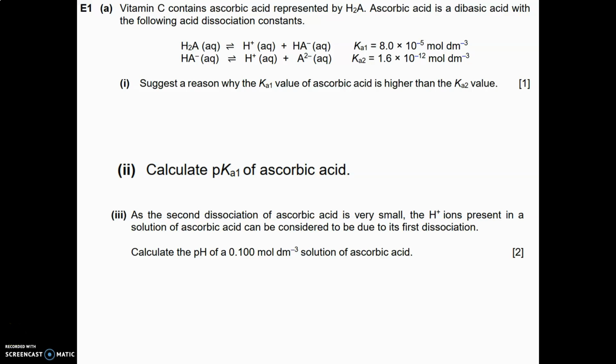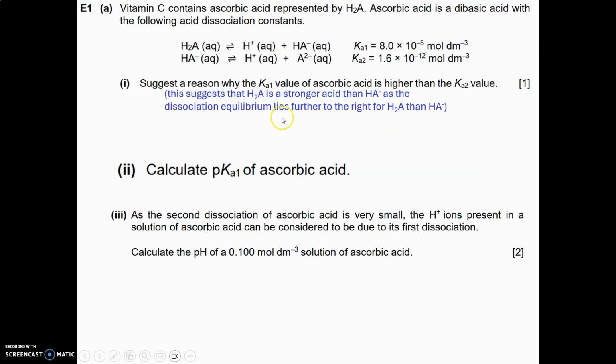Next, we move on to the essay questions, E1. We have vitamin C, which is a diprotic acid and dissociates twice. And we notice that Ka2 has a smaller value than Ka1. So part 1, asking you why this is so. First thing, you note that if the Ka2 value is smaller than Ka1, it suggests to us that H2A is a stronger acid than HA-, because the dissociation equilibrium for the first dissociation lies further to the right than for the second dissociation.